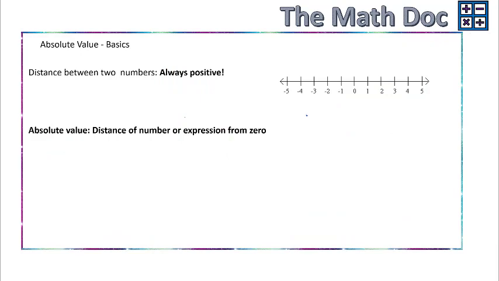So let's just look at some examples, okay? And we'll remember again that we're looking at the distance of a number or an expression from 0. So here we go. Let's say we have the absolute value of negative 3. Well, what is the absolute value of negative 3? It's just the distance between negative 3 and 0. Let's count that out. 1, 2, 3 equals positive 3.